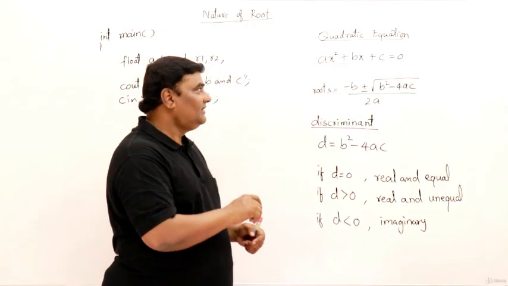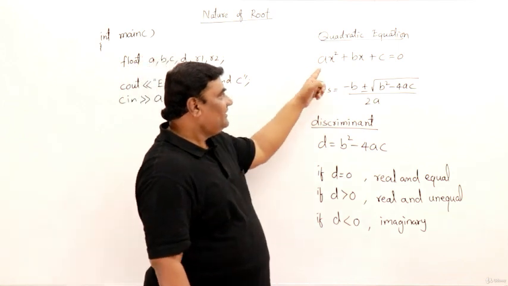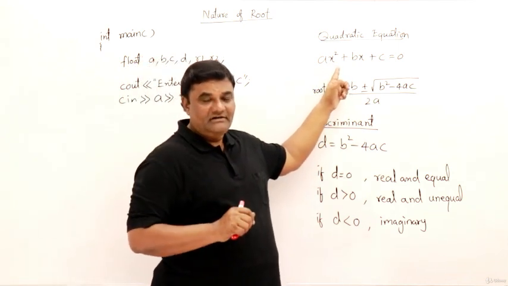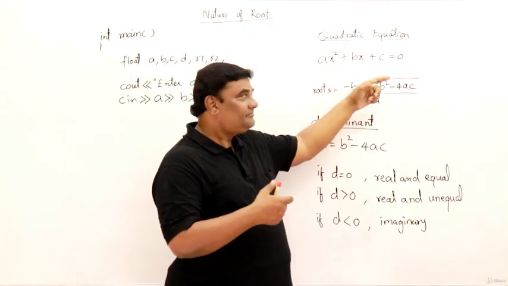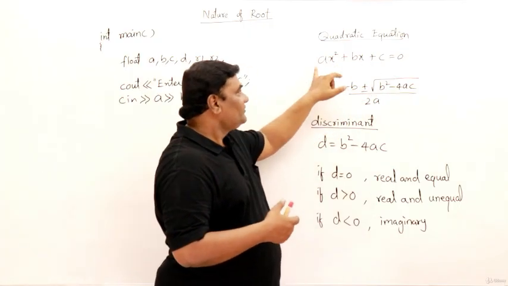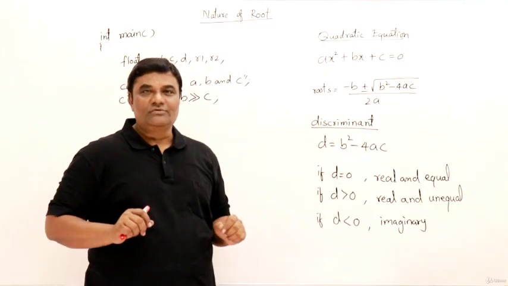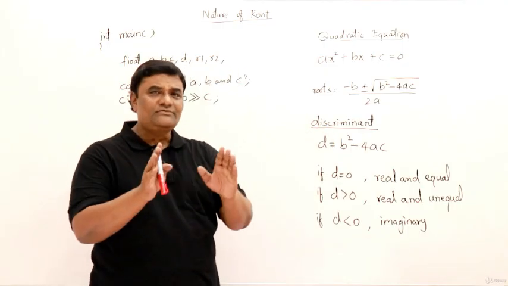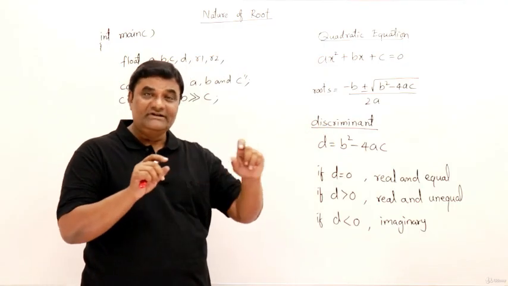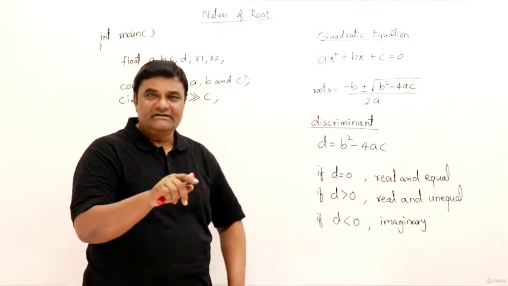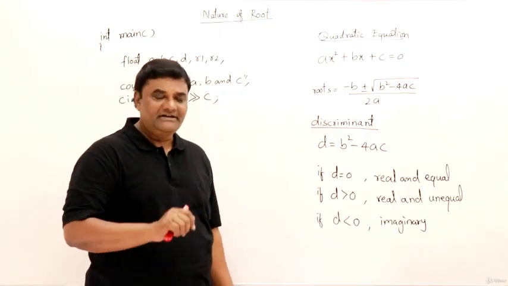See, here I have a quadratic equation. An equation whose degree is 2 is called quadratic. x square plus x plus 1, so ax square plus bx plus c is equal to 0. If it is equal to 0, then you can find the roots. So then only it is called an equation. That is a quadratic equation. We already learned it in the previous videos, but again I am repeating it.